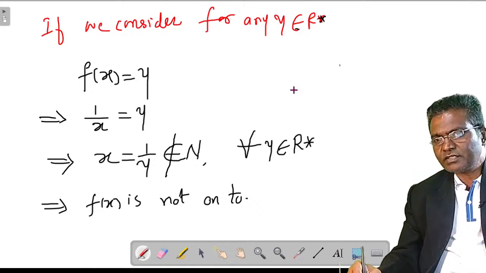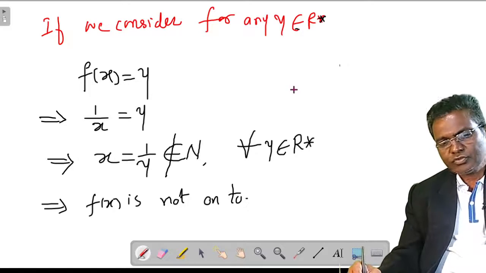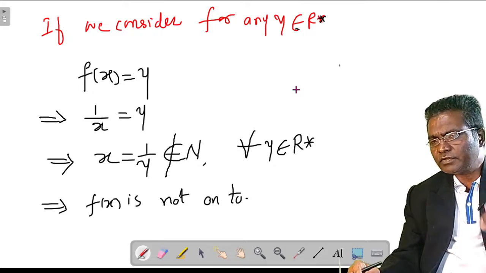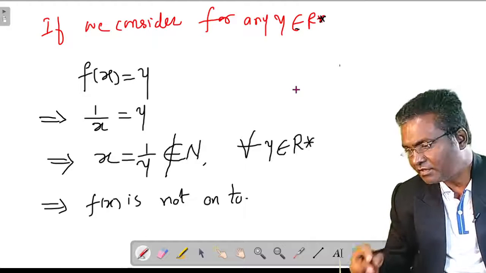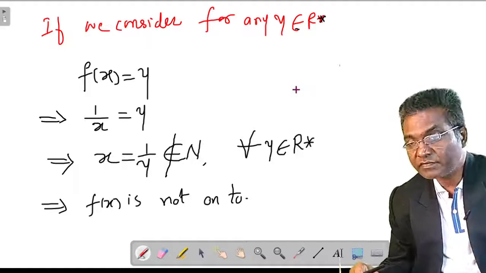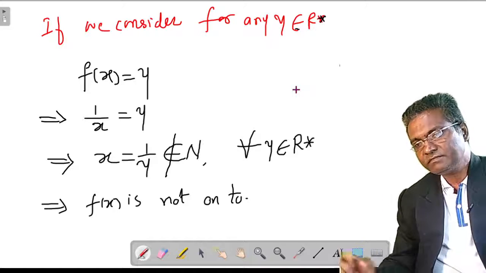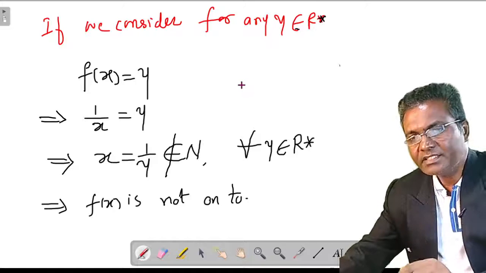Okay, so these are a few examples from one-one and onto. In the next class we will be dealing with one-one and onto nature of some standard common functions, that is the modulus function, signum function, greatest integer function, and many more things. So let's meet in the next session.